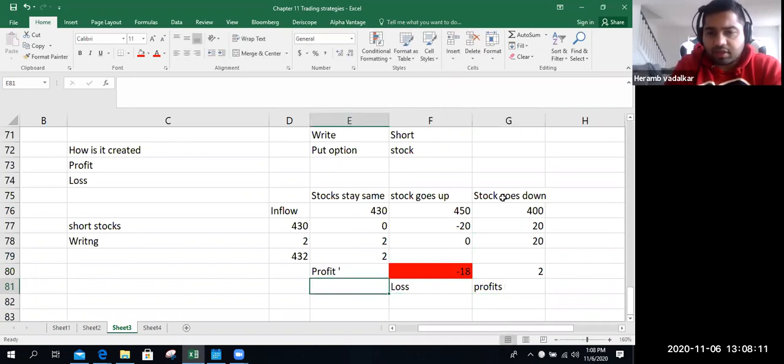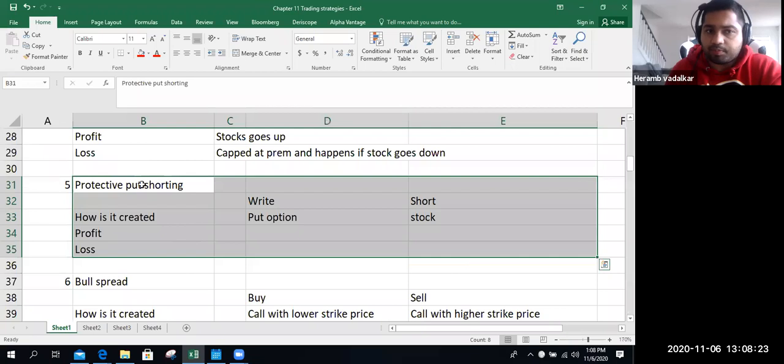Okay. So effectively, profit of $2 if stock remains the same, loss if stock goes up, and profit of $2 if stock goes down. So protective put shorting, that's why no one does it.